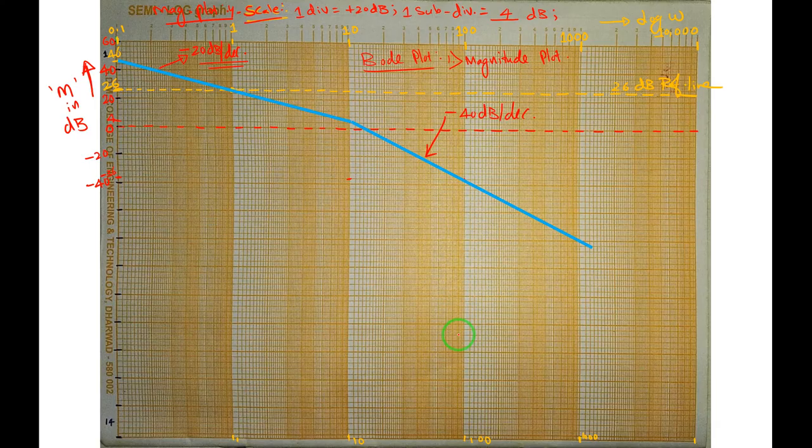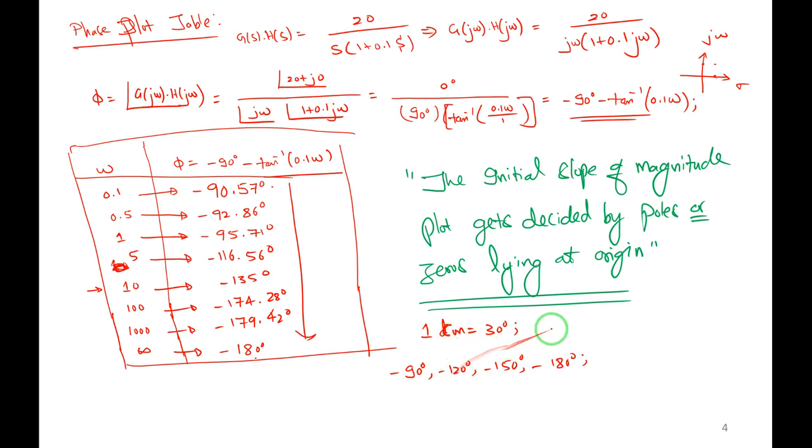So let me choose the scale, refine the scale. 1 centimeter equal to 15 degree. Let me make it 15 degree. Is it fine? 15 degree. This was for 30 degree. Next, for 15 degree, we'll see the values.